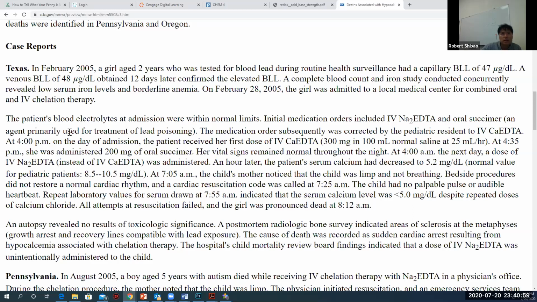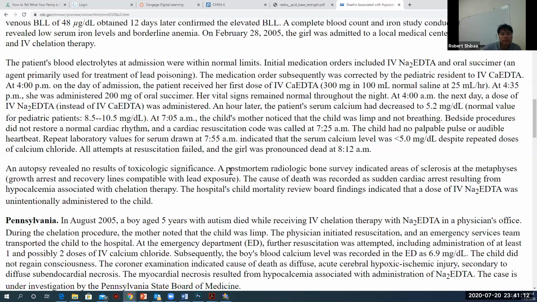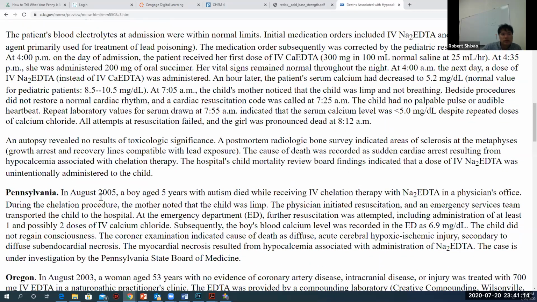So this is tragic. I mean, a 2-year-old girl comes in at 4 p.m. and is dead by 8:12 a.m. the next day. An autopsy revealed no results of toxicological significance. Anyway, this is just too depressing. Pennsylvania, August 2005, a 5-year-old boy, same mistake, sodium EDTA instead of calcium EDTA.